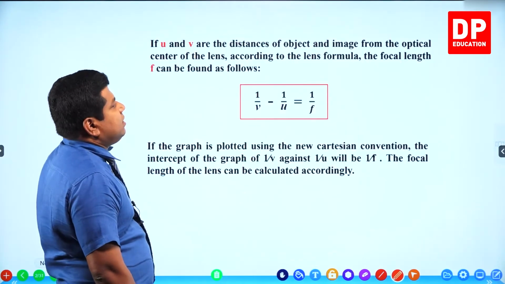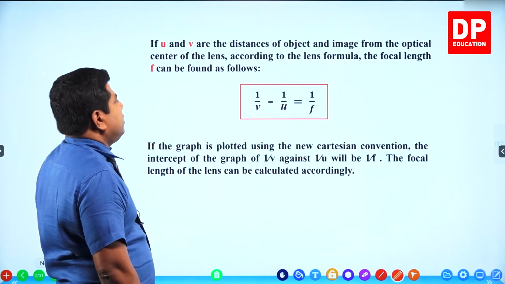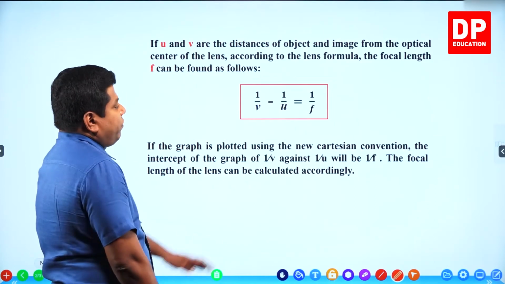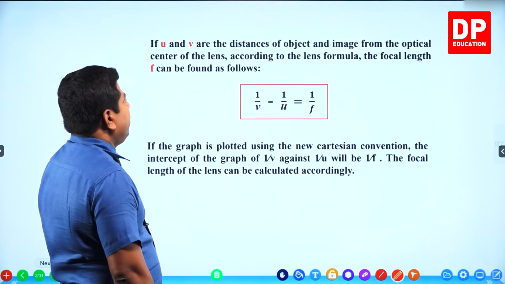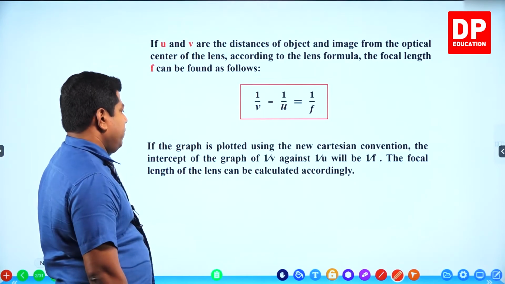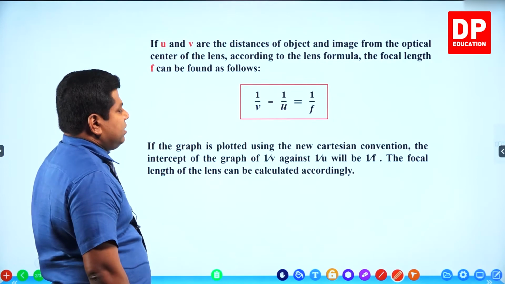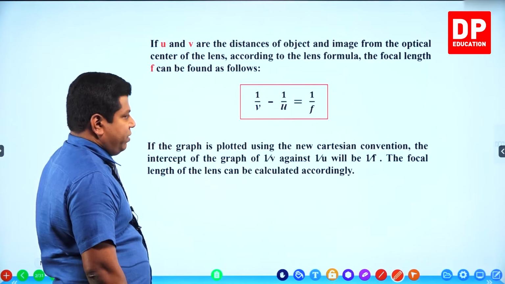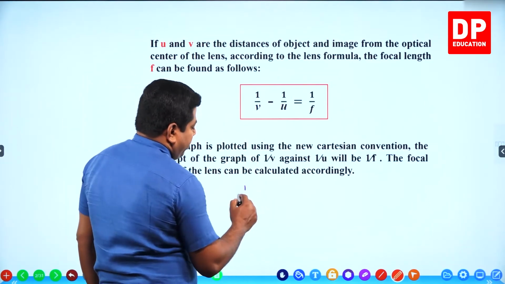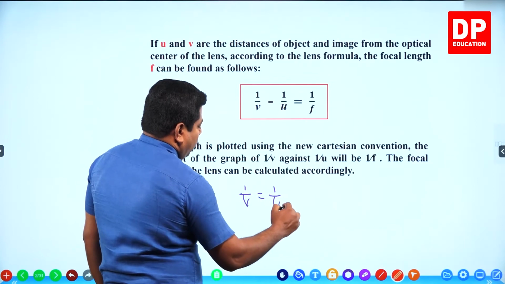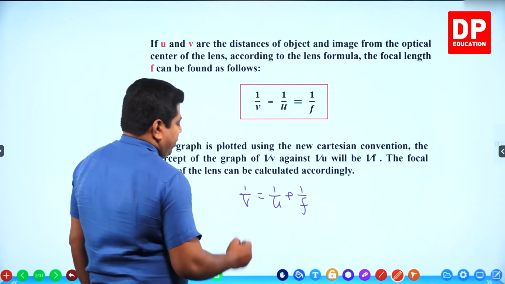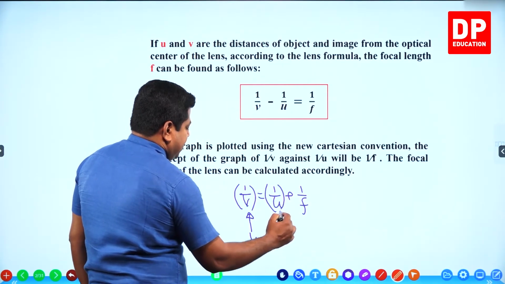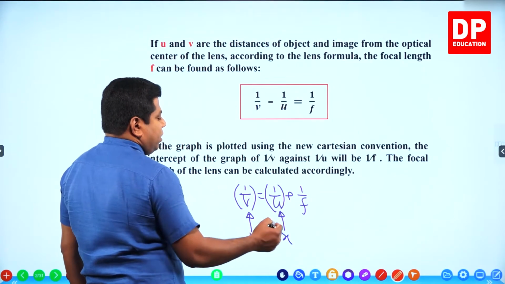If u and v are the distances of the object and image from the optical center of the lens, according to the lens formula, you know the lens formula, 1 over v minus 1 over u equals 1 over f. The focal length f can be found as follows. If the graph is plotted using the new Cartesian convention, the intercept of the graph of 1 over v against 1 over u will be 1 over f. See, if I rearrange this, it's going to be 1 over v equals 1 over u plus 1 over f. We are going to take 1 over v on the y-axis and 1 over u on the x-axis. So you have y equals mx plus c.